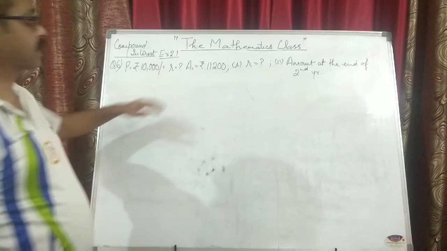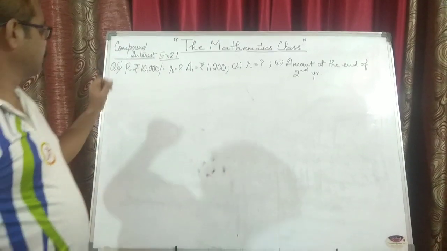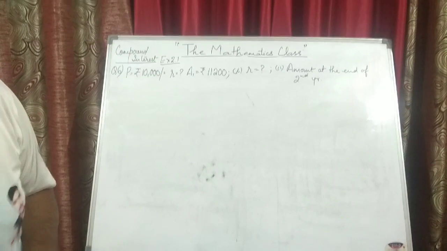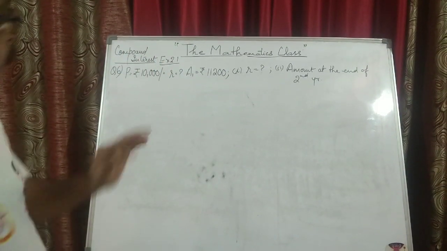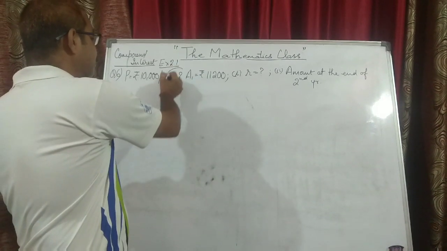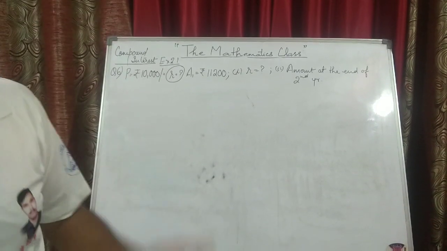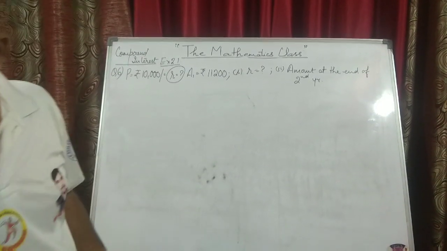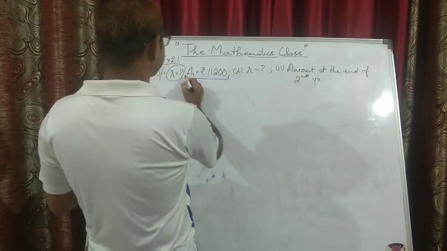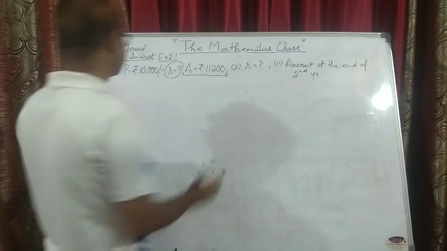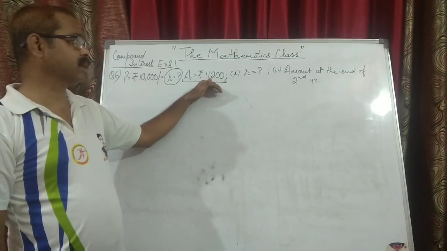Now the next question that comes is question number 6. I'll read out the question. A person invests 10,000 for 2 years at a certain rate of interest. We don't know the rate of interest. And at the end of the first year, this sum becomes 11,200. Means a person invested 10,000 and after 1 year it becomes 11,200.